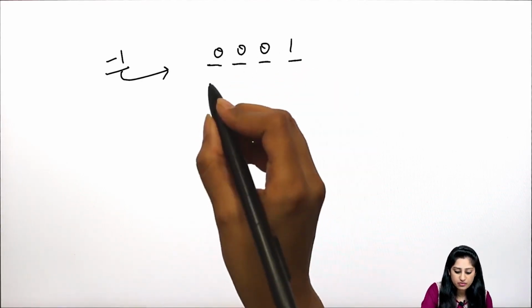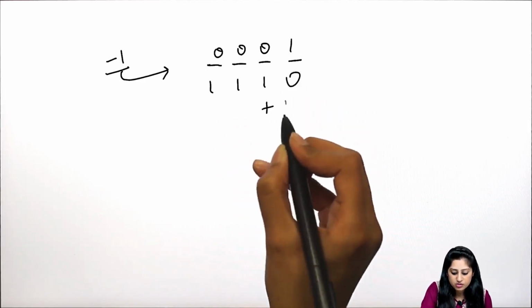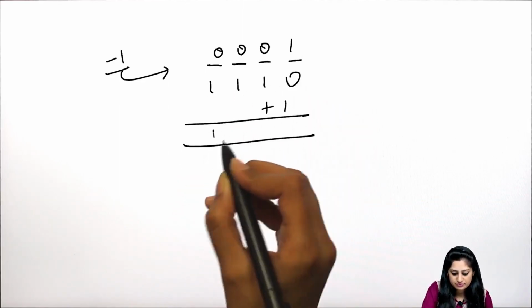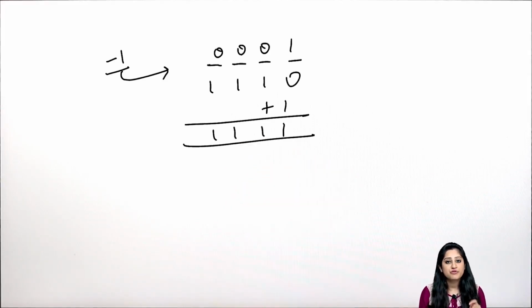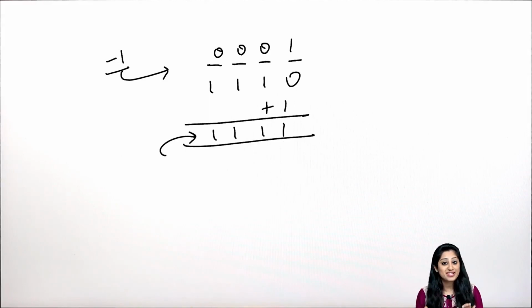Take 1's complement. 1's complement is invert all bits. Add 1 to the 1's complement. And that is it. So if you have to store minus 1, minus 1 will be stored this way in 2's complement form, right? So this was converting a number to 2's complement form.